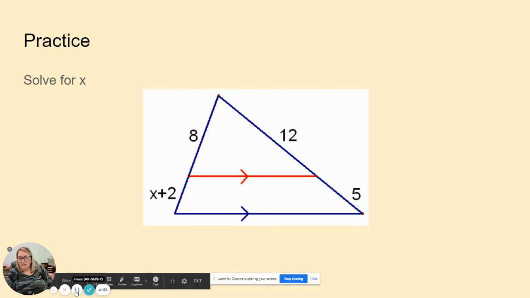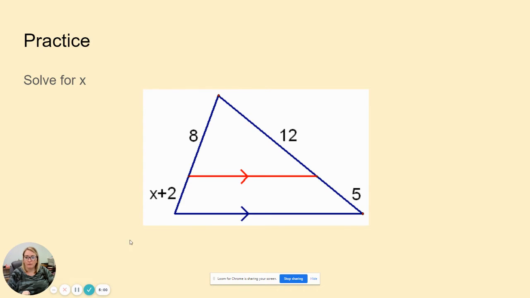Okay, so now try it for this one. Again, this one, because it has this x plus 2, you're going to have to do some distribution. So go ahead and set up your proportion and solve for x on this one.